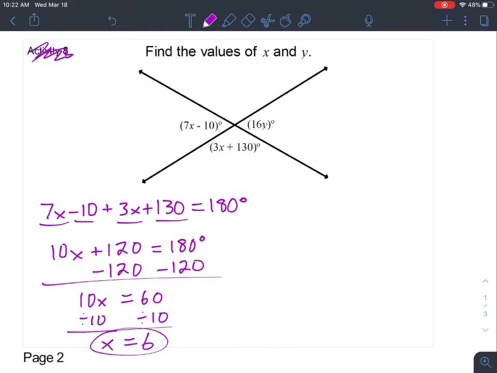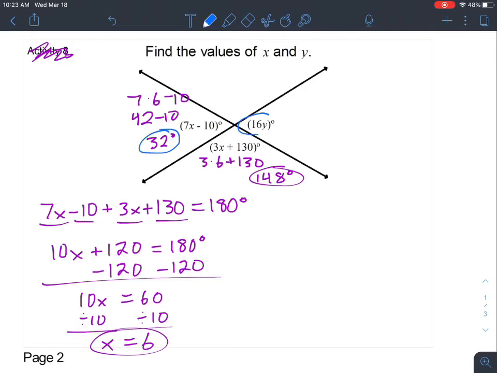Now that we know x equals 6, we can go ahead and put that into our two angles that we already have. So we could put it into the bottom one, 6 times 3 is going to give us 18, and then plus 130. We know that that's going to be 148 degrees. And then for the 7x minus 10, we know 7 times 6 is going to be 42. And then 42 minus 10 is 32 degrees.